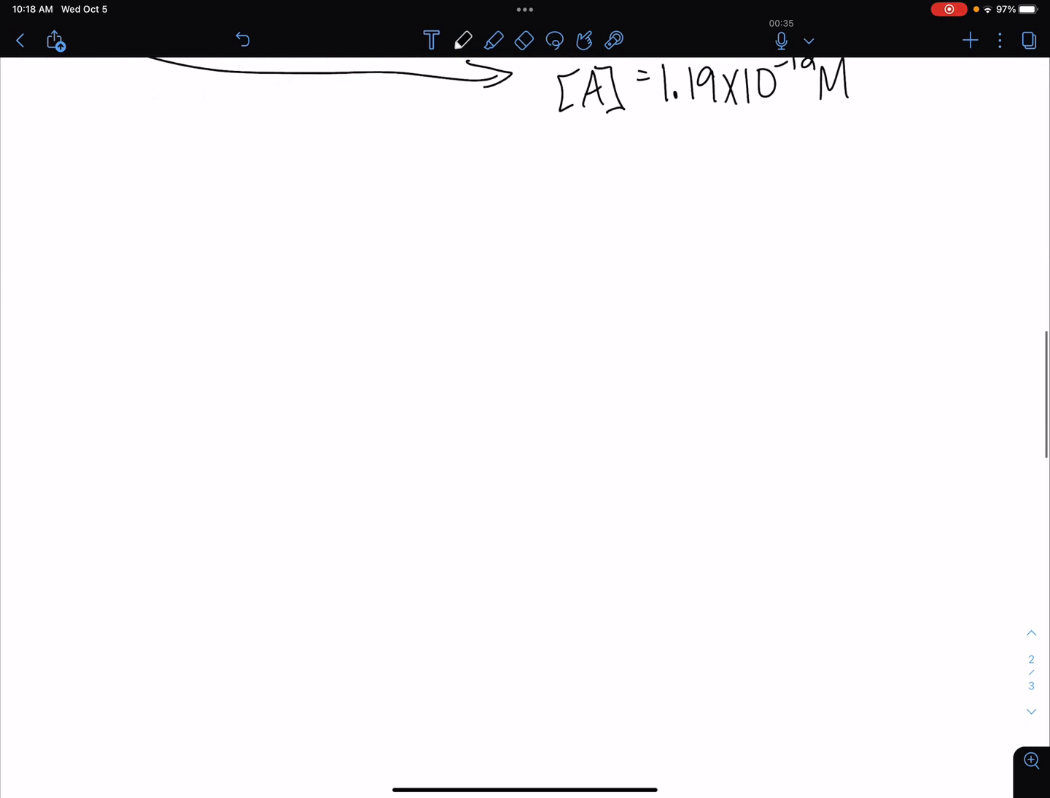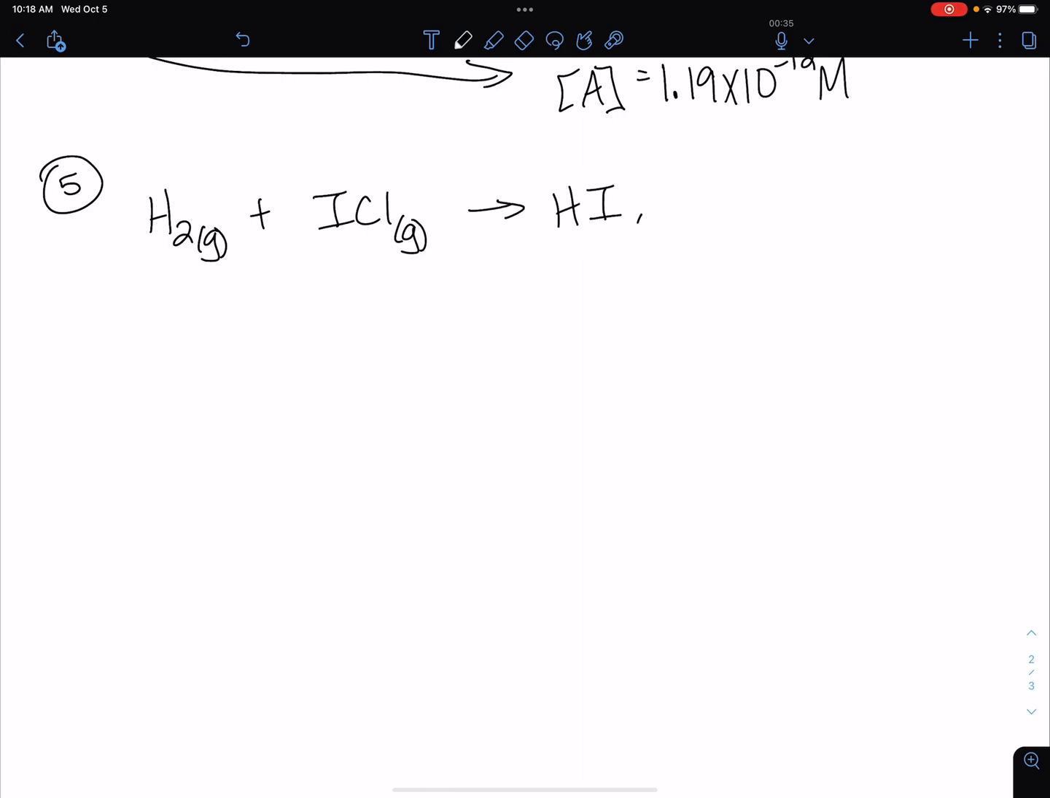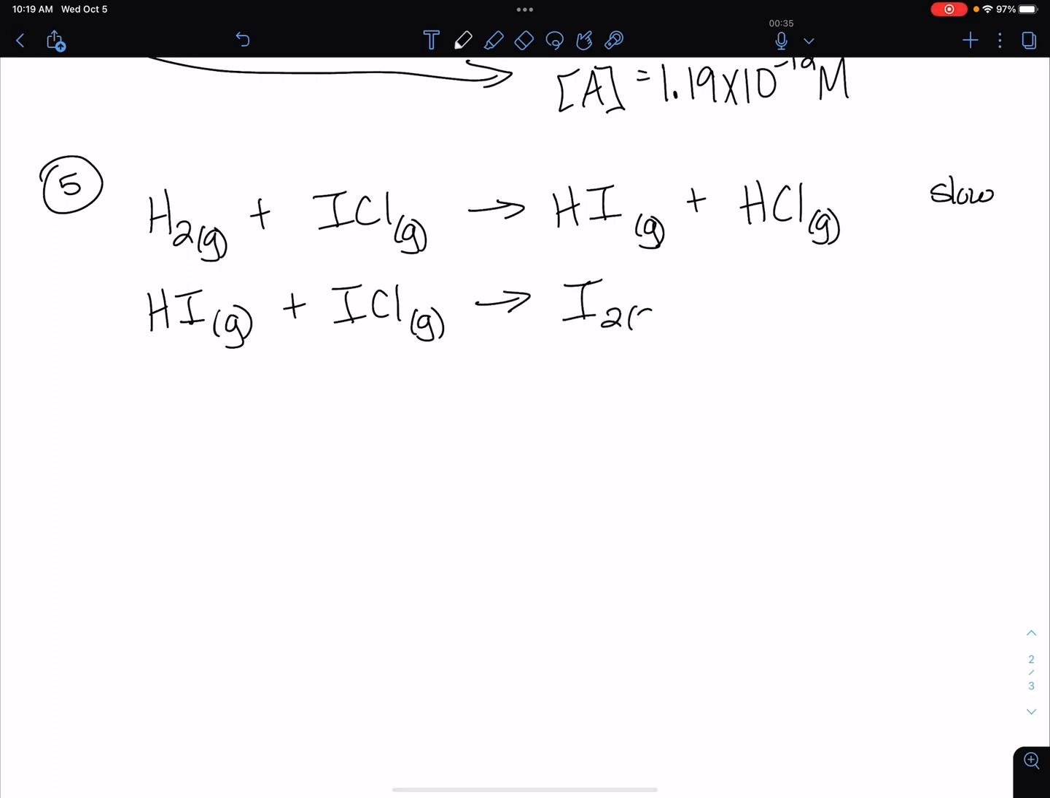Then, number 5, we need to write these two reactions first. Hydrogen plus ICl yields HI and HCl. We're told this is slow. And then HI plus ICl yields I2 plus HCl. I guess I could make some effort to write neater.